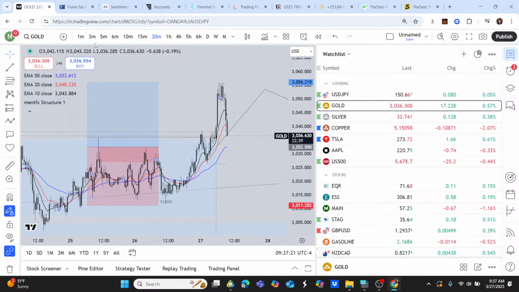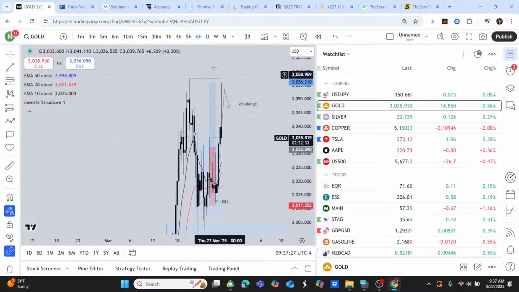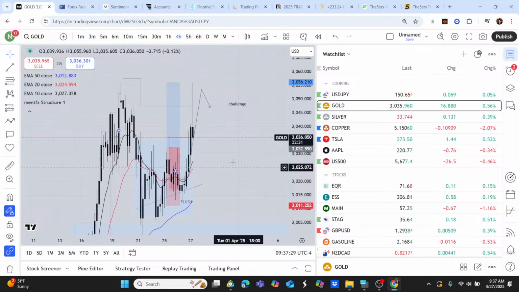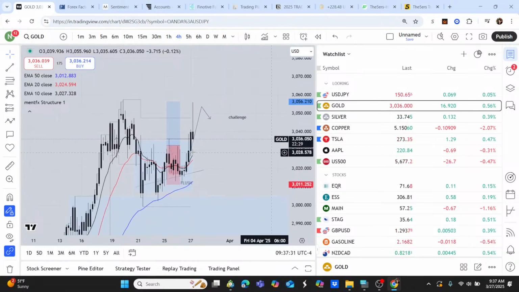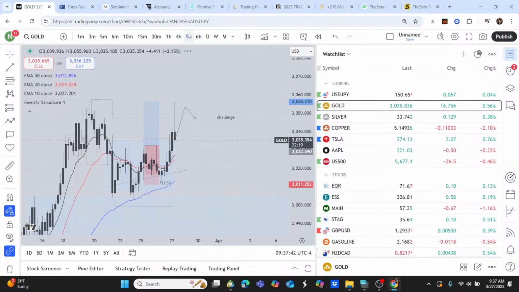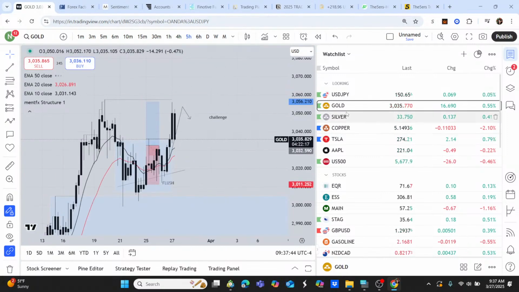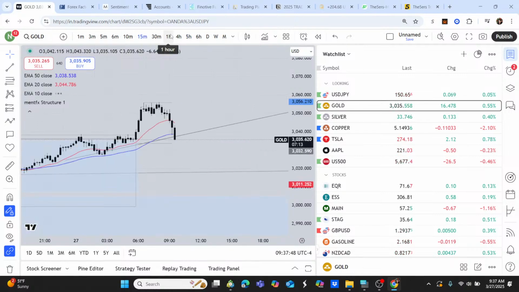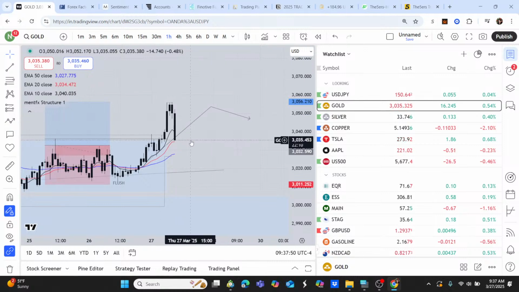Let me see what my challenge trade is doing real quick. 4 hour entry. Looks like I might get stopped out at break even for this trade. This was a challenge trade, so this doesn't matter to me. Okay, let's see what's happening with gold. Yeah, it looks like it's just failing down.